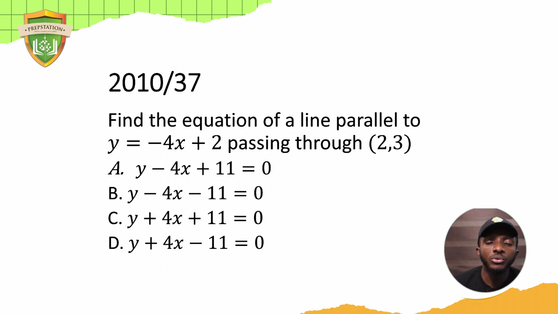Now here we go. We have this very interesting question. It says, find the equation of a line that is parallel to y equals minus 4x plus 2, and the line passes through the point with coordinates 2, 3. Now, this is what we need to do. I have to teach you something very important here. When lines are parallel, you may want to write that somewhere.